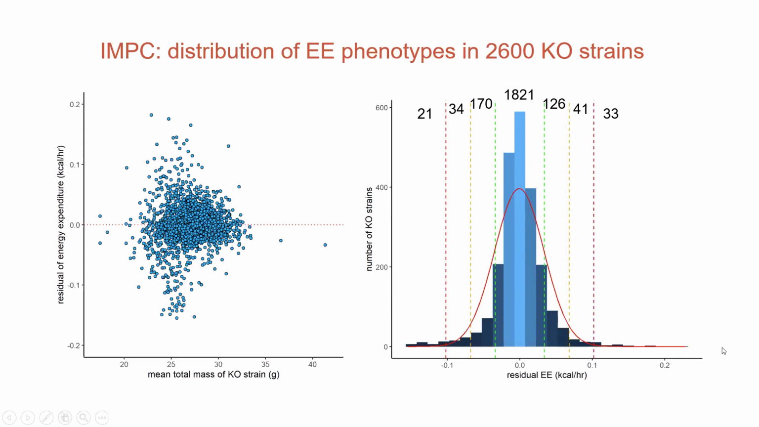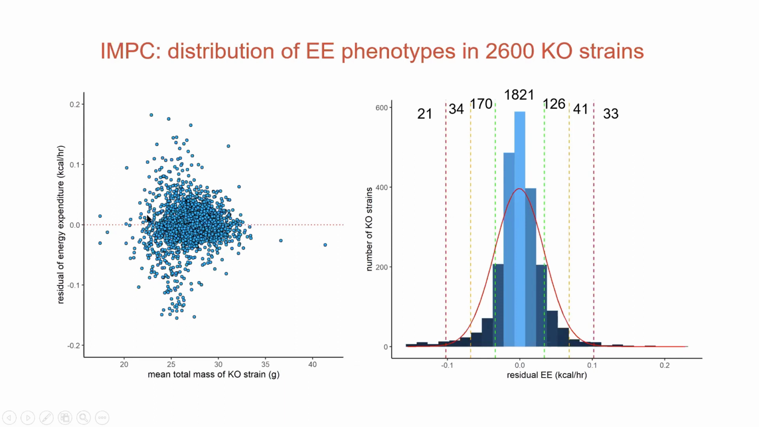And what we can see is most of the mice do not have a very different energy expenditure between the knockout and their appropriate wild type groups, but some fraction of them do have 1 standard deviation less or more, 2 standard deviations less or more, or 3 standard deviations less or more.